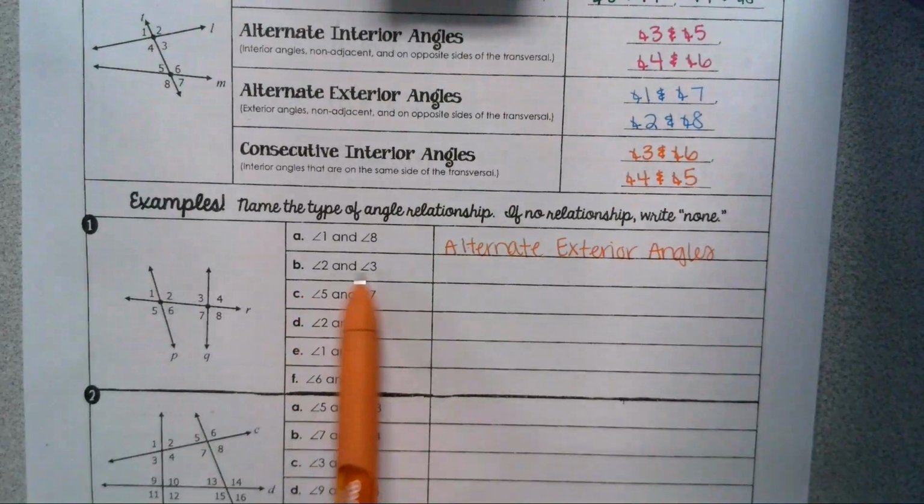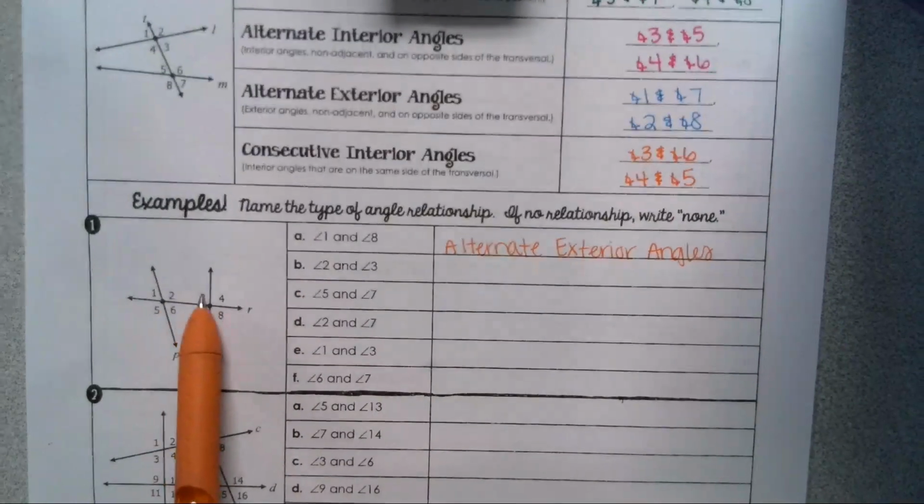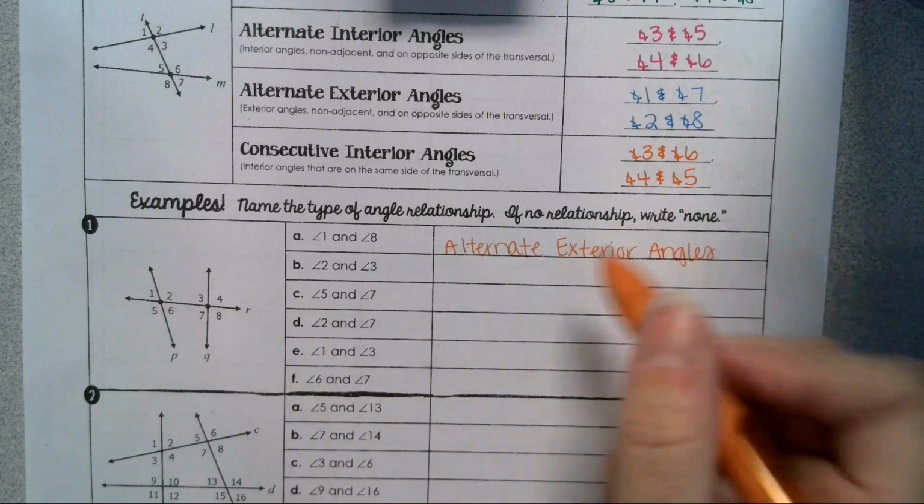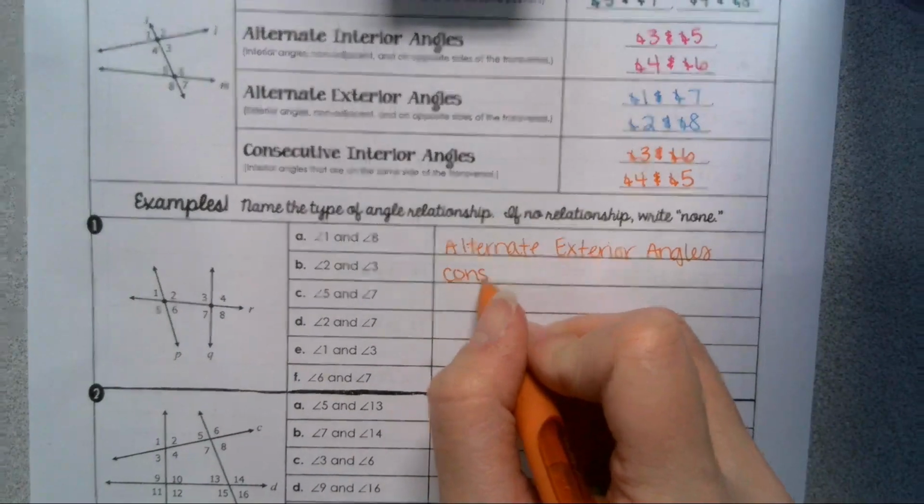Next up is 2 and 3. 2 and 3 are right here. They are both on top of the transversal, so they're on the same side of the transversal, and they are next to each other. So that makes these consecutive interior angles.